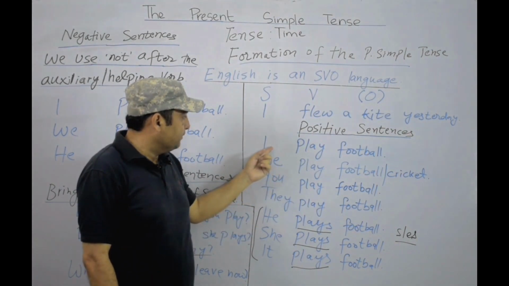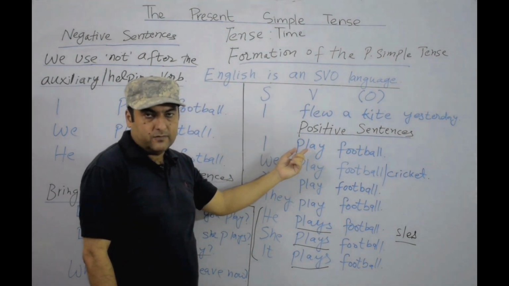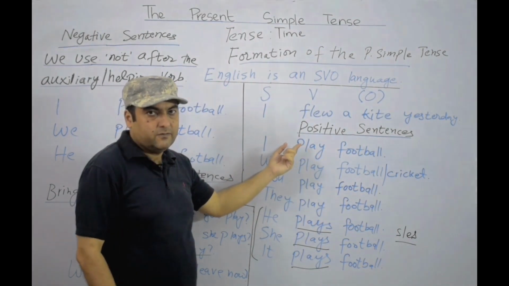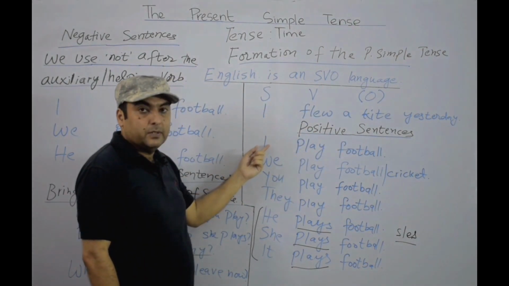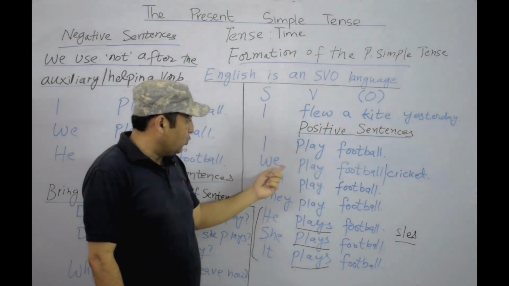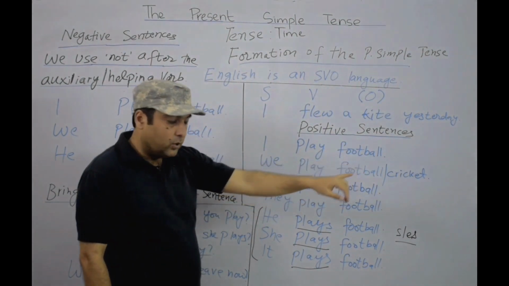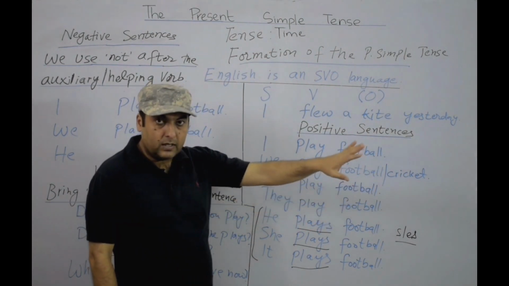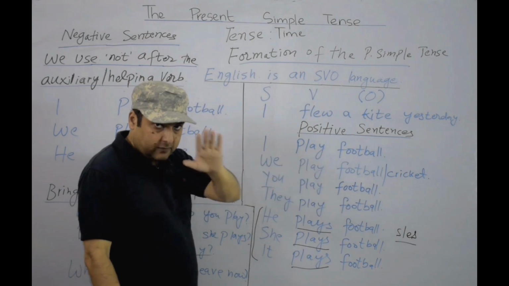So let's start with the formation of the present simple tense, and we do the positive sentences first. So what do we have? We have the subject first, and then of course the base form of the verb, or we also call it the first form of the verb, and then the object, of course. So for example, I play football. We play football, or cricket, for example. You play football. They play football. So subject, subject, subject, the base form.